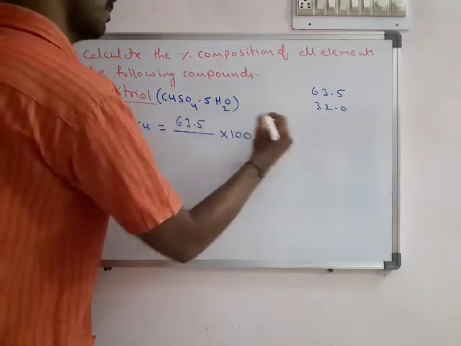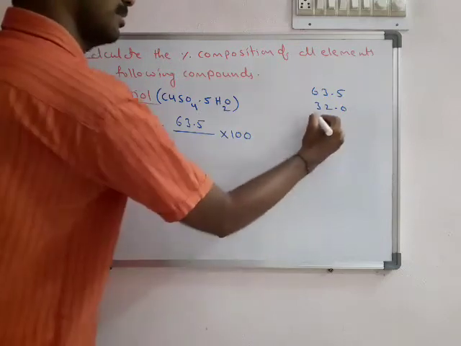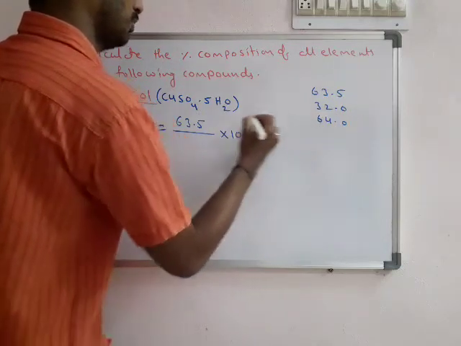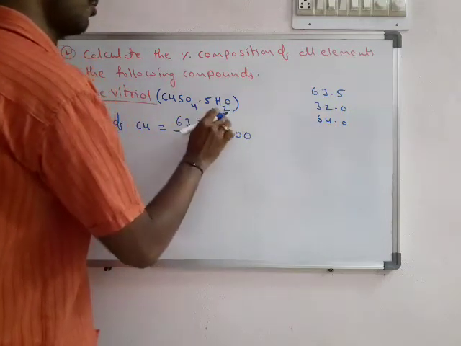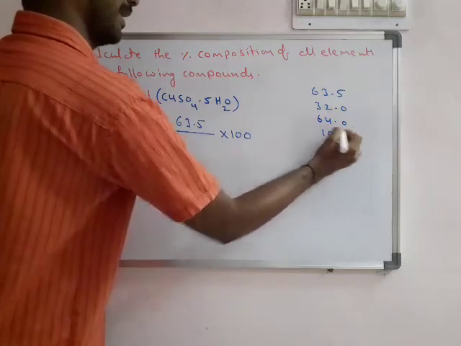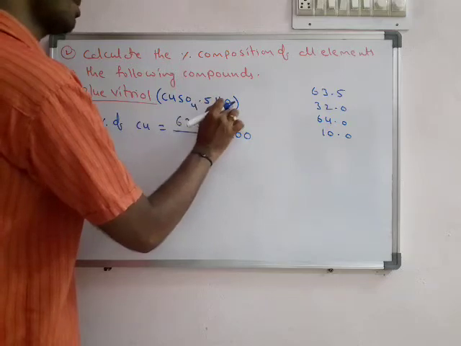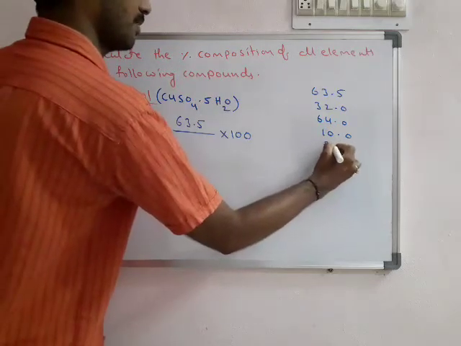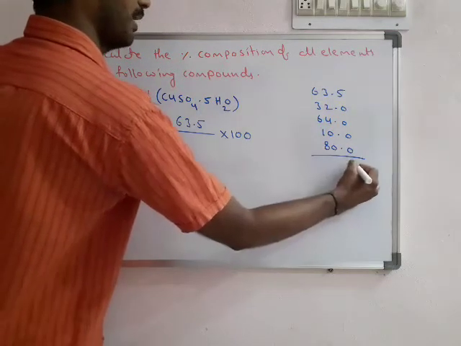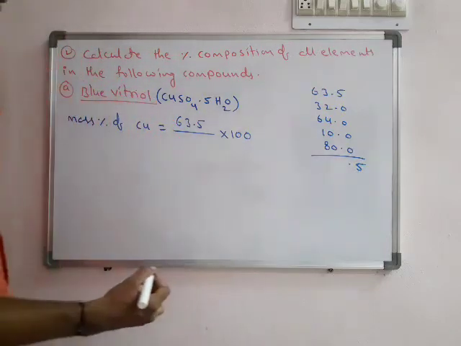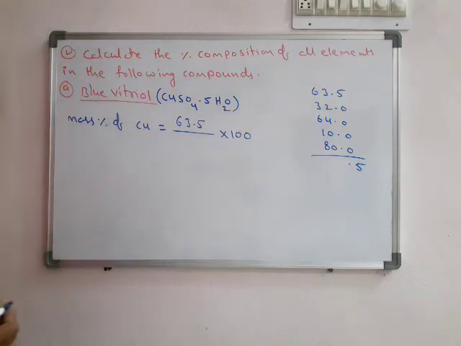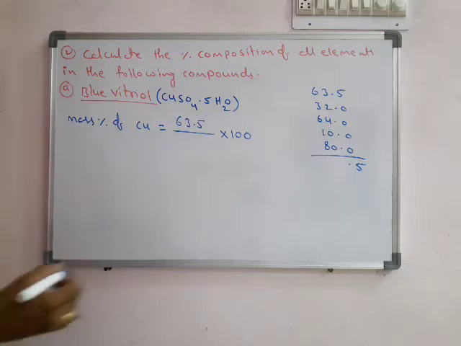4 oxygens means each oxygen carries 16, so 64. Then how many hydrogens? 10 hydrogens. Again, how many oxygens are there? 5 oxygens are there, 16 times 5. Okay, so finally you got how much? So totally, 249.5.